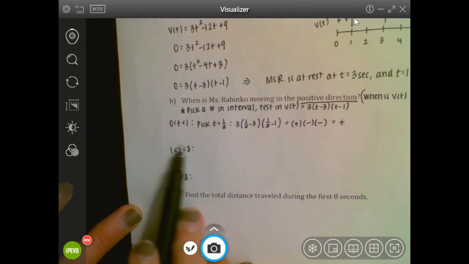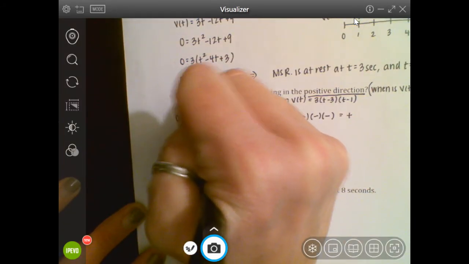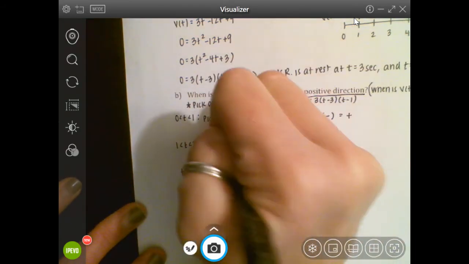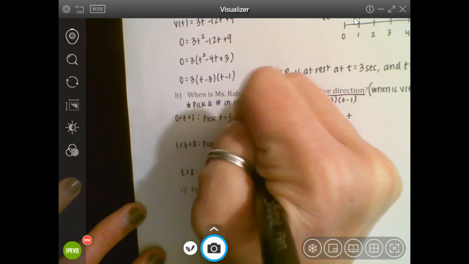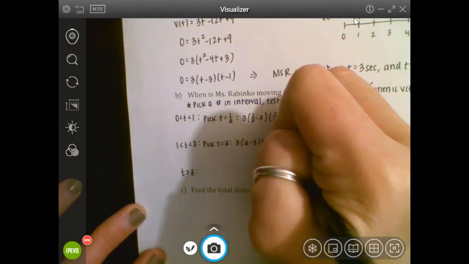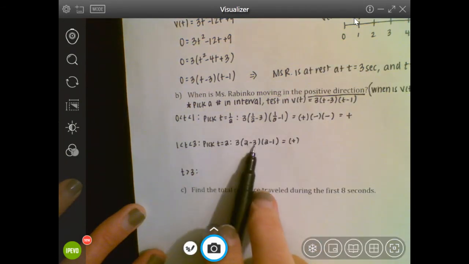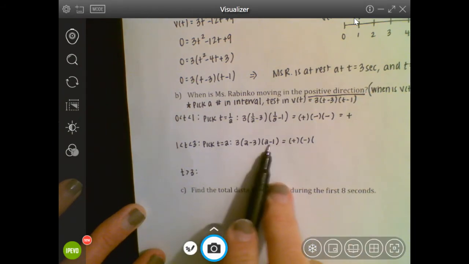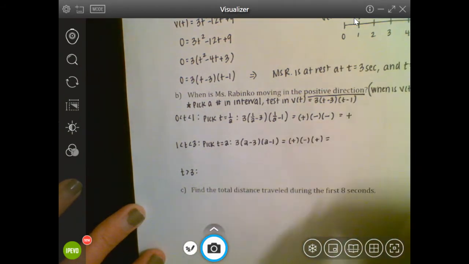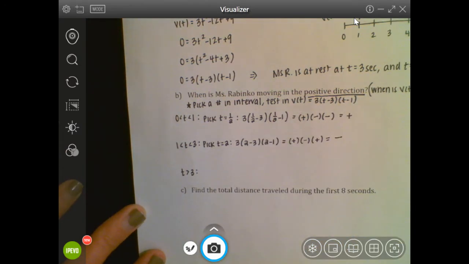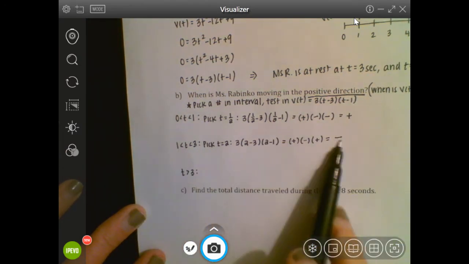So from 1 to 3, I'm just going to pick something in between there. I'm going to pick 2. And again, I'm just going to use my factored form. So 3 times 2 minus 3 times 2 minus 1. Again, 3 is positive. 2 minus 3 is actually negative, and 2 minus 1 is positive. So a positive times a negative times a positive just gives me a negative. This is telling me that in this interval, my velocity is negative.